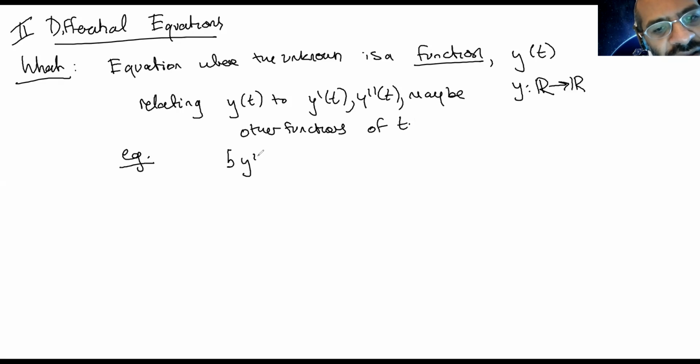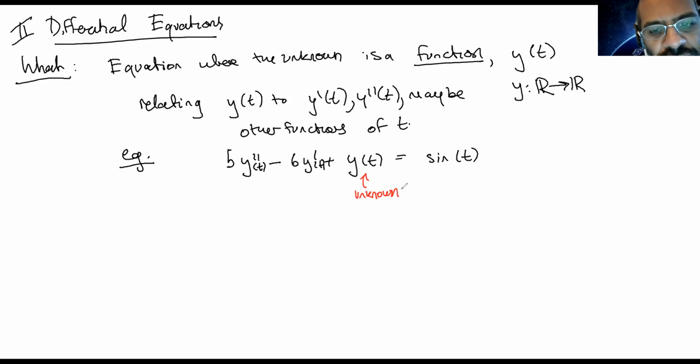So for example, and the main kind of equation we'll study in this course, here's an equation, 5y double prime minus 6y prime plus y, so these are all functions of t, equals, I don't know, sine t. Okay, so that's an equation. The unknown is this y, and its derivatives also appear. And the main thing is this equals now means equality of functions. So it's an identity.